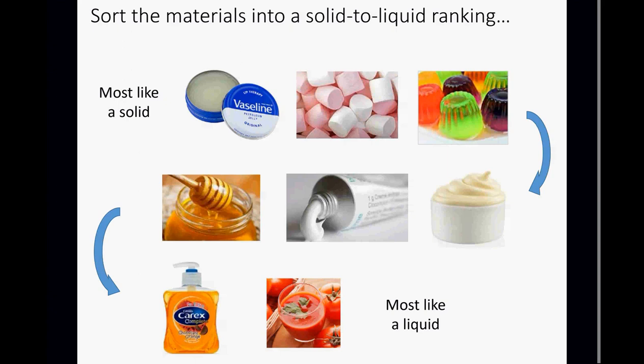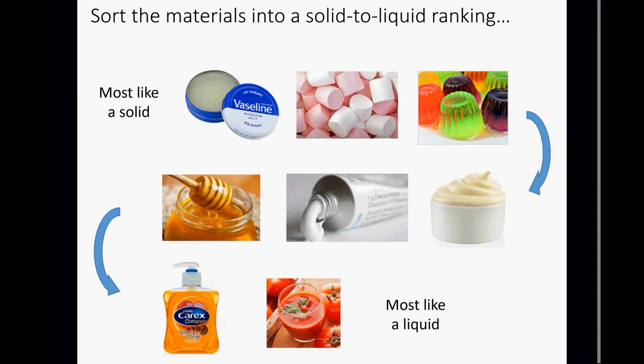So another task I often set is, we'll take these materials and then put them into a ranking where you've got most solid at one end and most like a liquid at the other end. And then typically we'll get something like you can see on the slide here, with something like the Vaseline. It feels hard, it doesn't flow, so it's usually put at the most solid end. And the most liquid end, then you'll get the tomato juice or a smoothie or something.